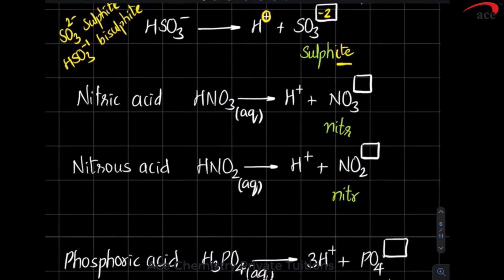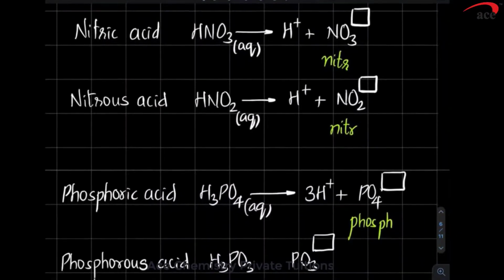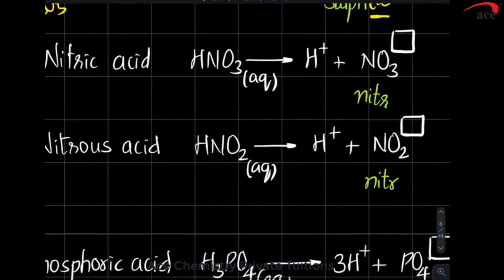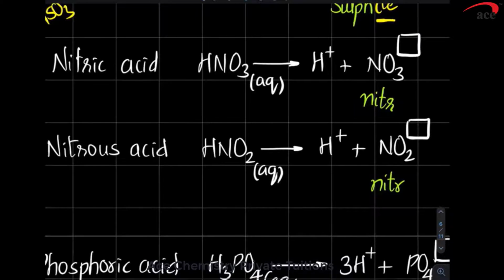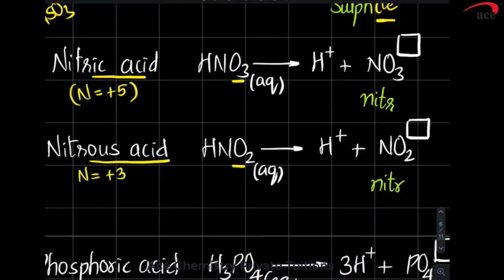Hope you have done it. If you have done it, we go to more acids. First, nitric acid. If you take nitric acid, it gets the name ic because it has more oxygen. The other gets the name ous because it has less oxygen. And those who know the redox reaction method, nitrogen's oxidation state is +5 in nitric acid. In this case, it is +3. Lower oxidation state ous, higher oxidation state ic.